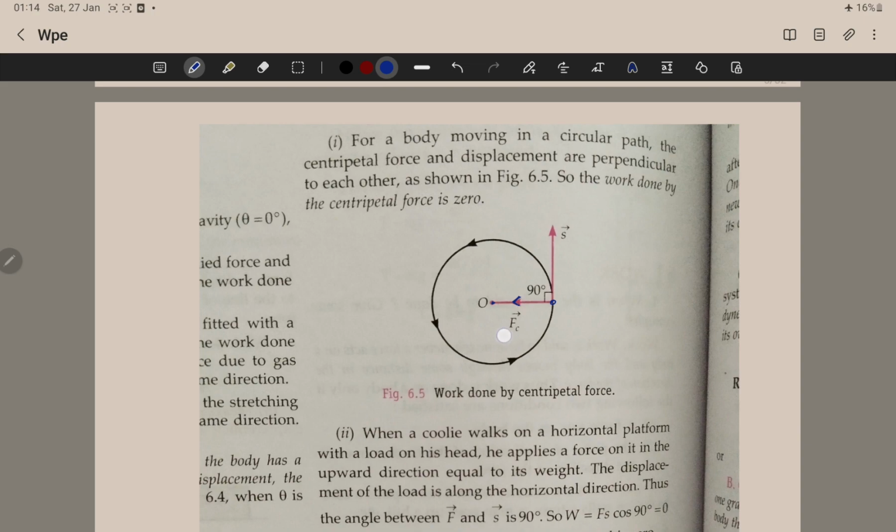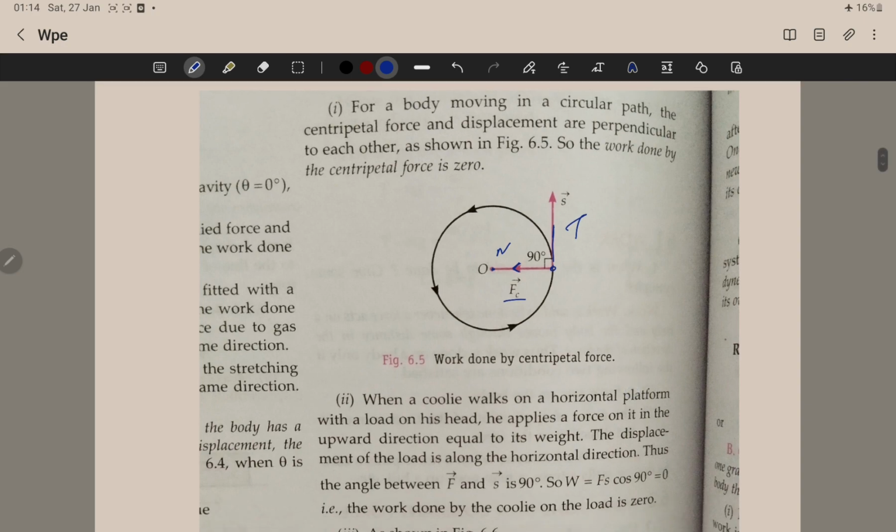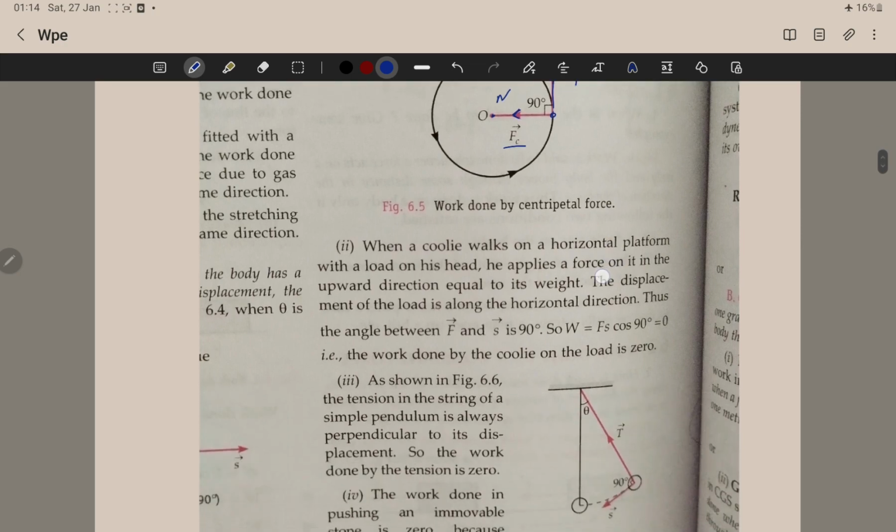So this is the centripetal force, and we know the centripetal force is like a normal, and the direction of displacement is tangential to this circle, and we know that normal and tangential are perpendicular. So that is an example of zero work done.